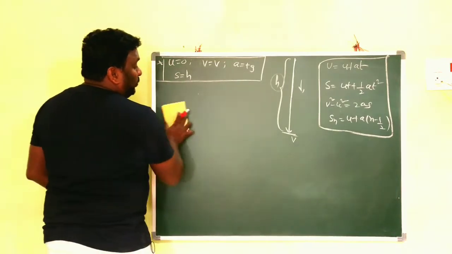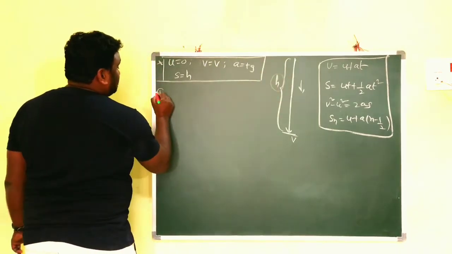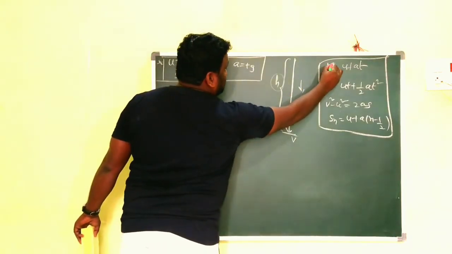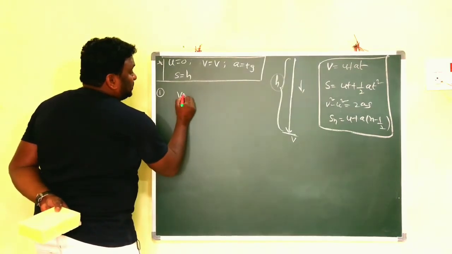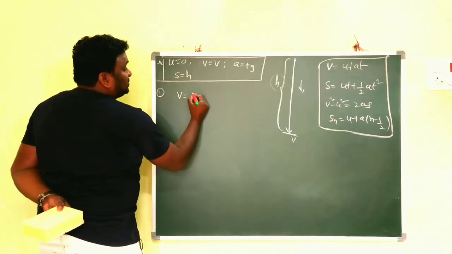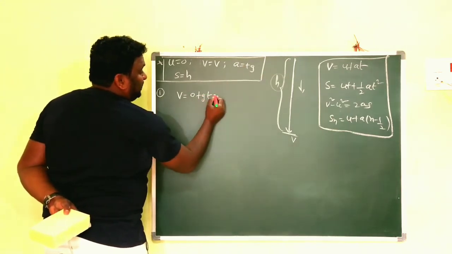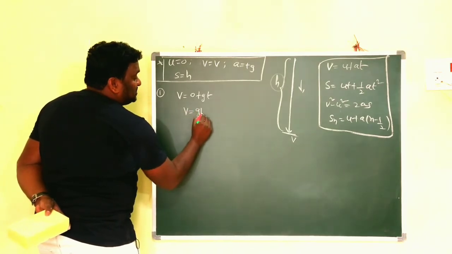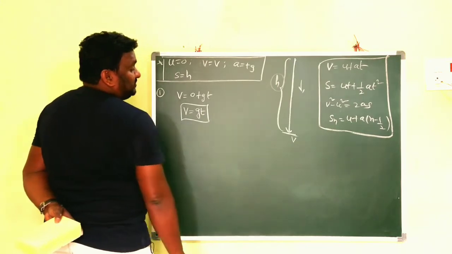So children, now we have to substitute these values in those equations. First equation, v is equal to u plus at. What is the u value here? 0 plus a, and a means g, so g into t. So the first equation is v is equal to gt. This is the final velocity equation.